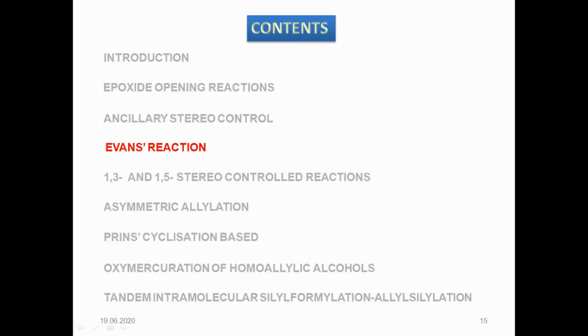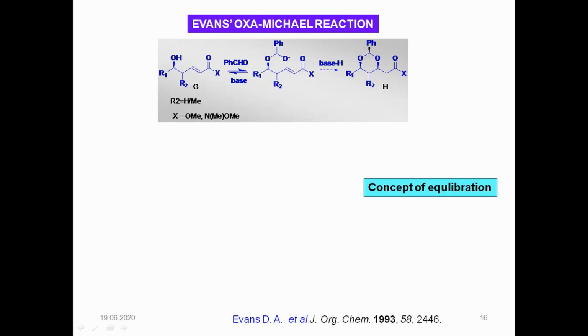Next we are moving to the Evans reaction. In the Evans methodology, he is taking the delta-hydroxy alpha, beta unsaturated ester compounds. In the presence of base, an anion will generate, and it will add to benzaldehyde. So you will get an anion here. It will add onto the beta position of the alpha, beta unsaturated ester.